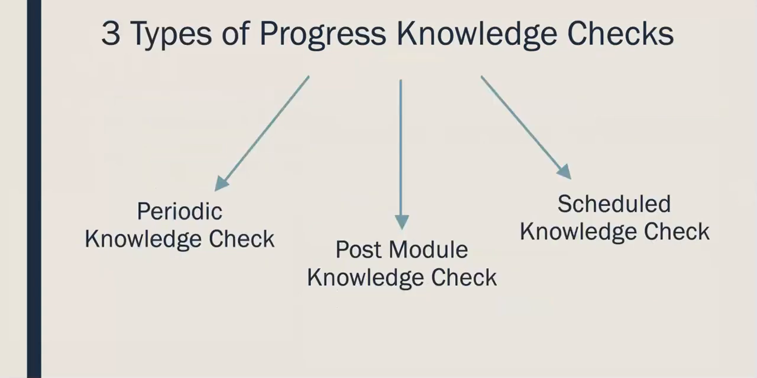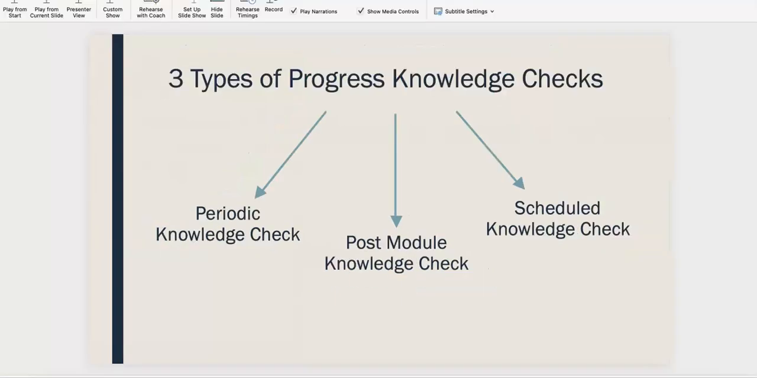There are 3 types of progress knowledge checks that you can build into the course as the instructor. You have the opportunity to use the periodic knowledge checks set by the system after a certain amount of learning and time spent in the course. You can also utilize the post-module knowledge checks, which will occur following certain modules in the course that you select. Or you can select from the scheduled knowledge checks, which can be scheduled on a certain date and time, proctored, and can even be graded in the gradebook.